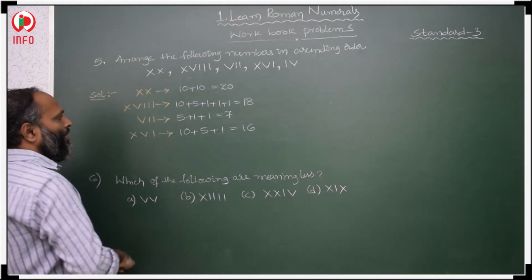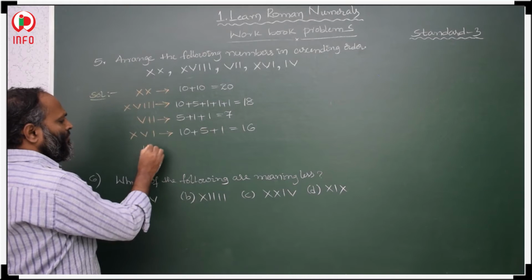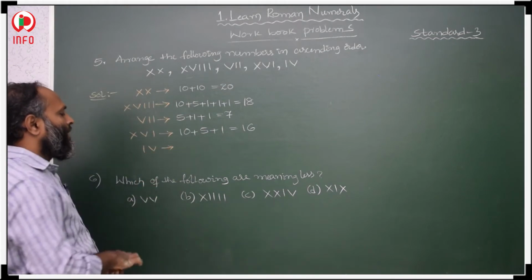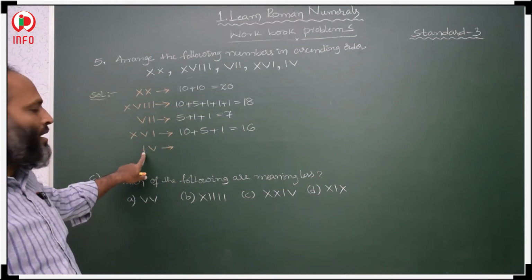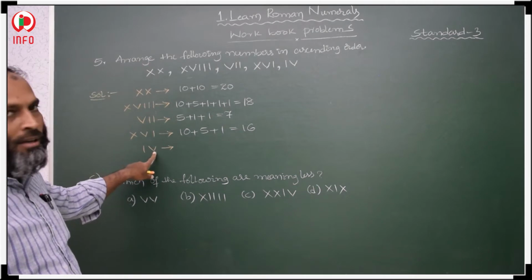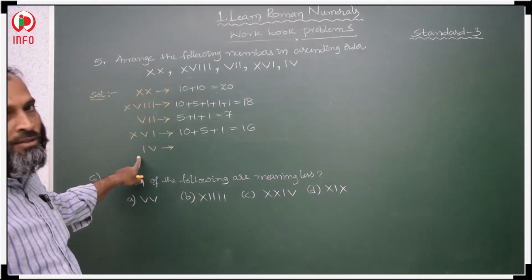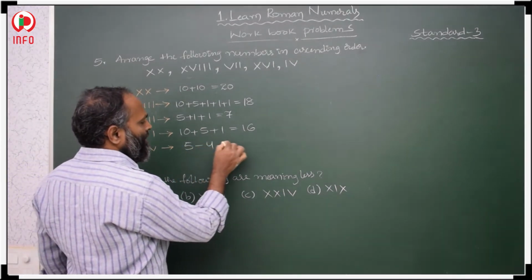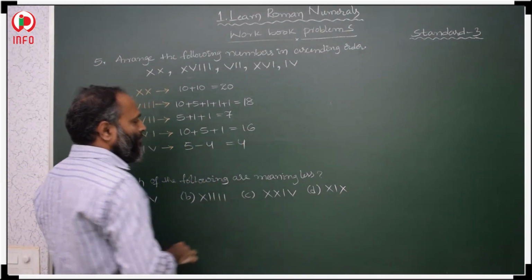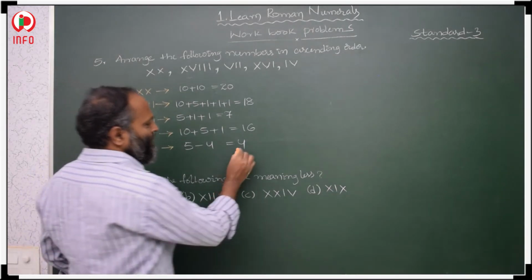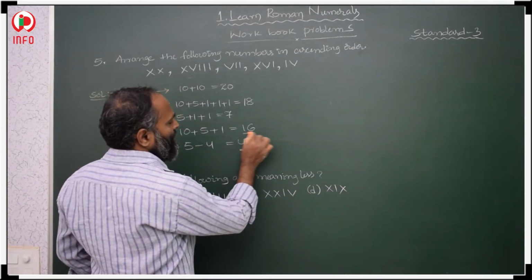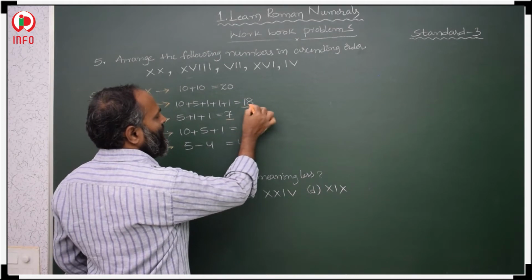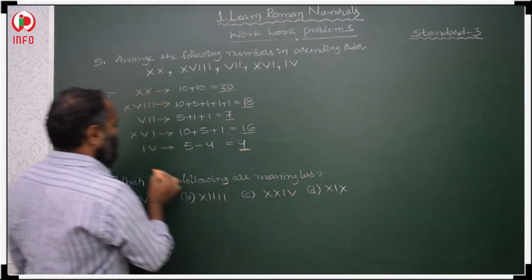Now IV. Here 1 is smaller and V is bigger. The smaller is on the left side, so minus. 5 minus 1 is equal to 4. Here see, this is 4, this is 16, this is 7, this is 18, this is 20. Ascending order.